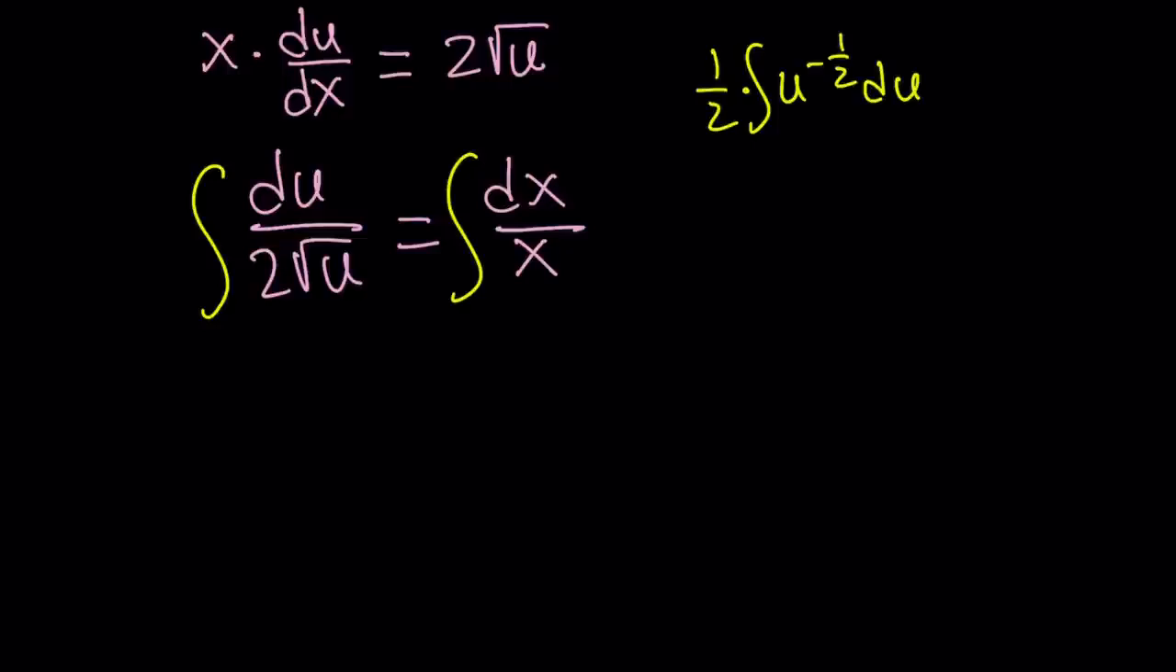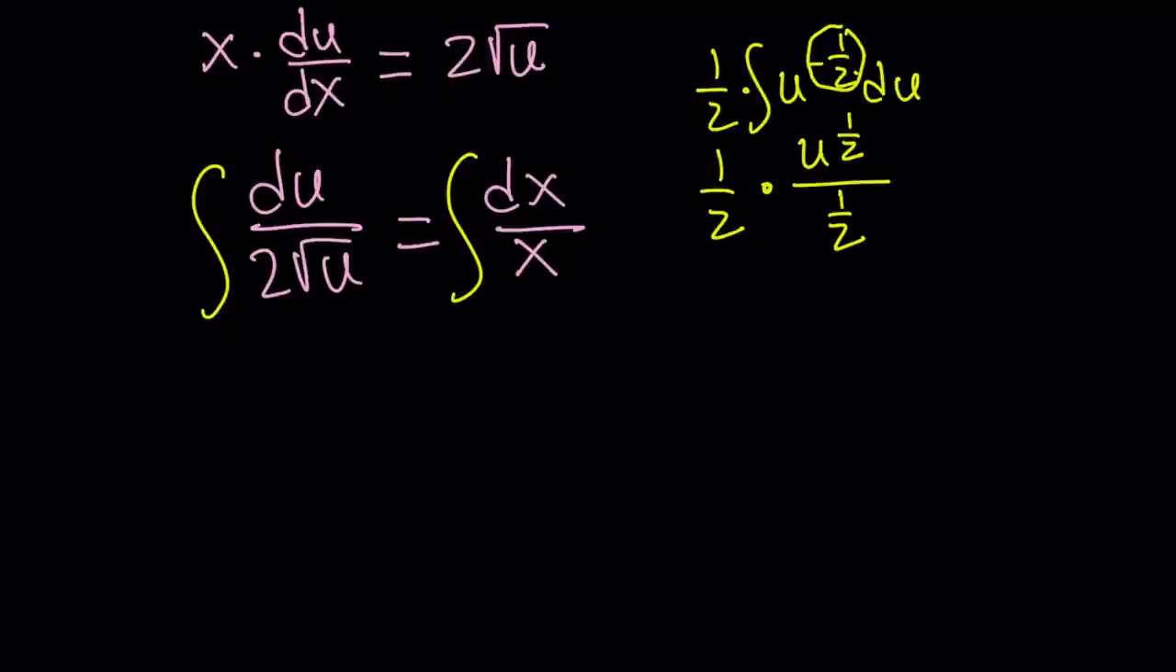Now using the power rule for integrals, remember you're supposed to increase the power by 1 as long as it's not negative 1. This rule is going to work, and then divide by that number. So if you add 1 to negative 1/2, it's going to become positive 1/2, and then you're supposed to divide by 1/2.